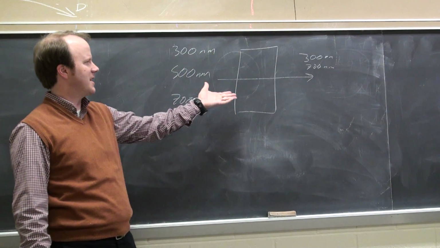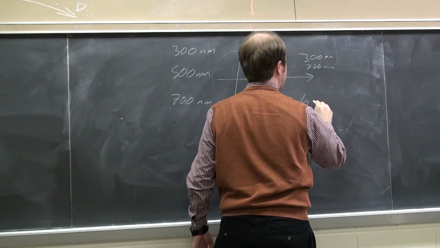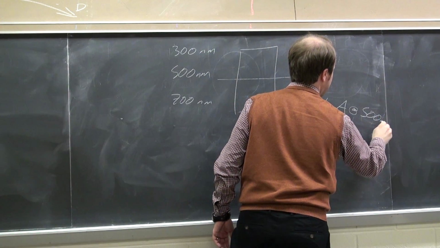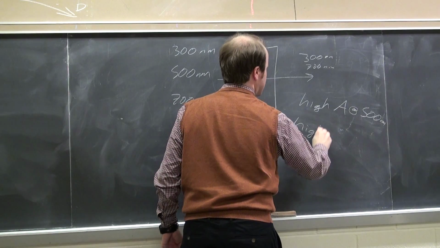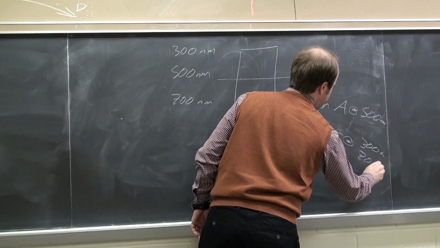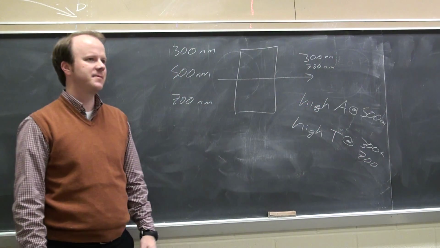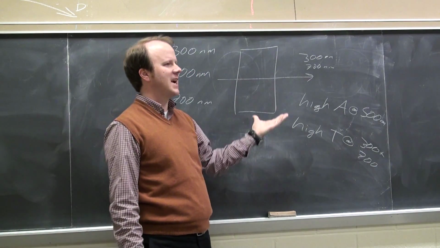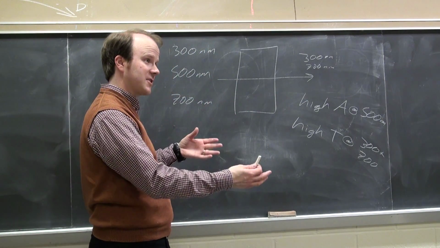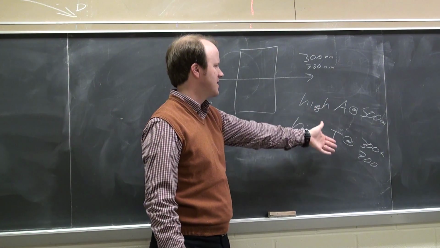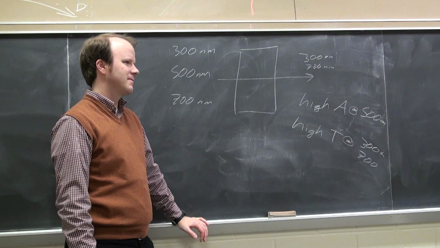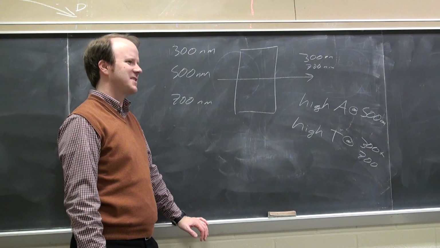So I can say that this material has a high adsorption at 500 and a high transmission at 300 and 700. This doesn't have anything to do with refractive index. Refractive index refers to the polarizability or the dielectric constant. Adsorption and transmission is just that, adsorption and transmission of the light. So we don't need to think of them as the same, yeah.